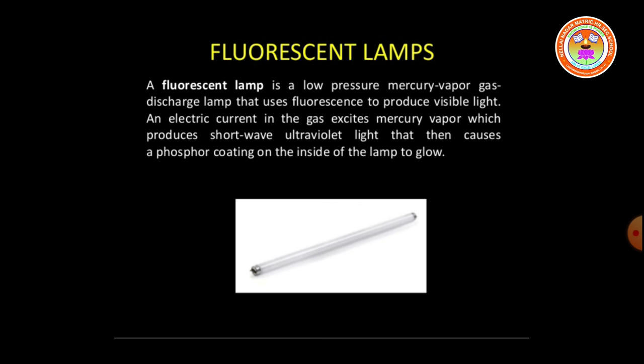Once again, students, we often use a kind of gas discharge lamp that uses fluorescence to produce visible light. The electric current in the gas excites mercury vapor, which produces short wave ultraviolet light that then causes a phosphor coating on the inside of the lamp to glow in visible light. I hope you all understood.